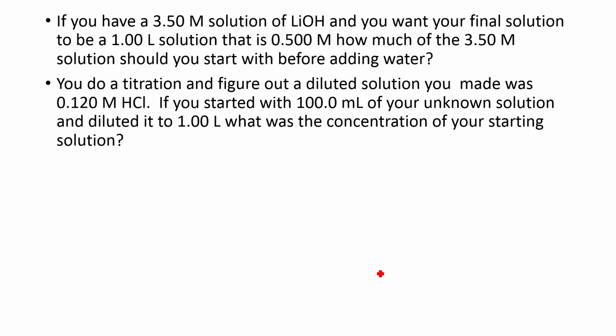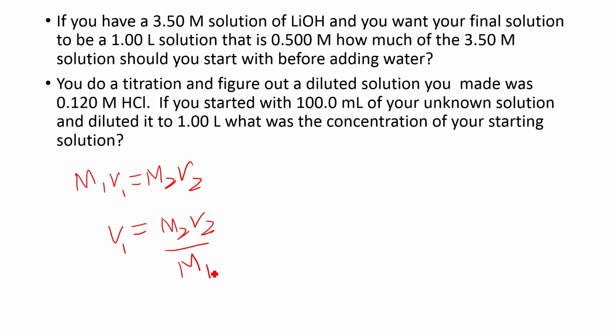If we have a 3.5 molar solution of lithium hydroxide, and we wanted the final solution to be 1 liter, that is 0.5 molar, how much of the 3.5 molar solution should you start with before adding water? So the question is asking us basically, okay, what's going to be our starting volume, right? Because it tells us we know where we want to get to, and we know the concentration we're starting with, but we're not sure how much we should start with. So we have M1 V1 equals M2 V2, and we want to solve for V1. So that's going to be equal to M2 V2 over M1.